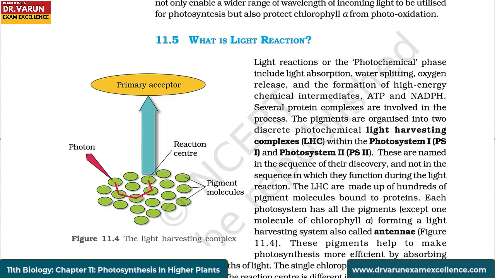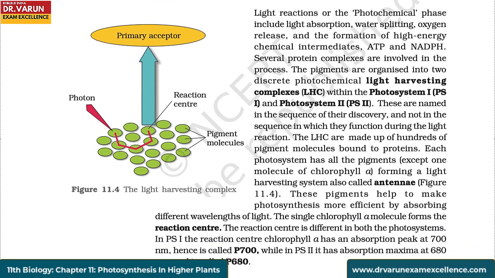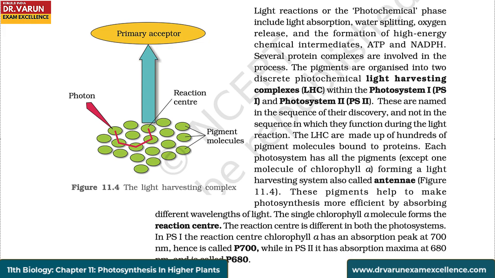What is light reaction? Light reactions or the photochemical phase include light absorption, water splitting, oxygen release, and the formation of high energy chemical intermediates, ATP and NADPH. Several protein complexes are involved in the process. The pigments are organized into two discrete photochemical light harvesting complexes within photosystem 1 and photosystem 2.